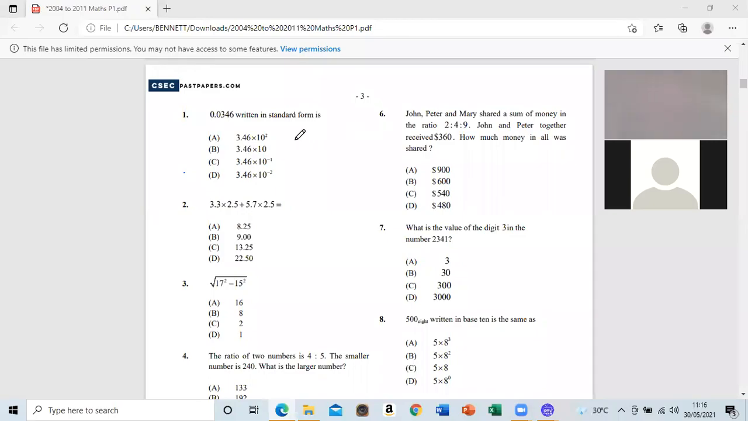All right. So the first one says 0.0346 written in standard form. What would be the answer for that?